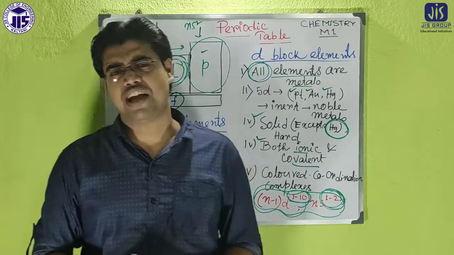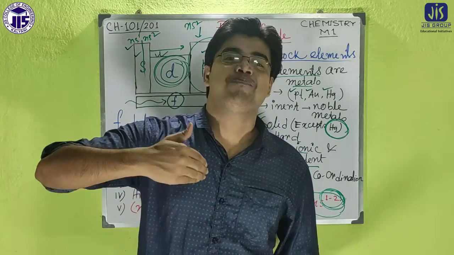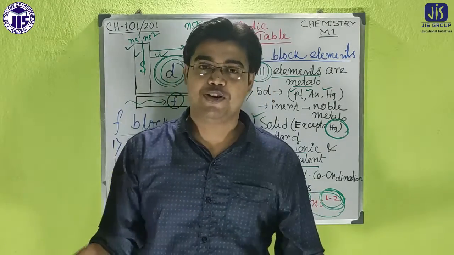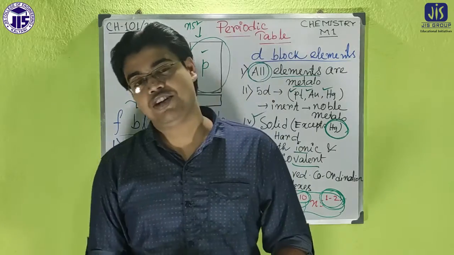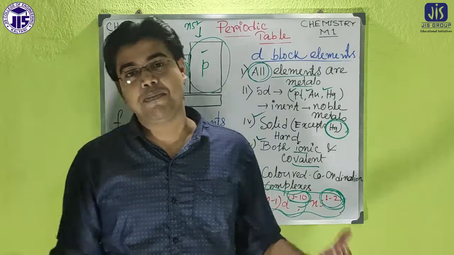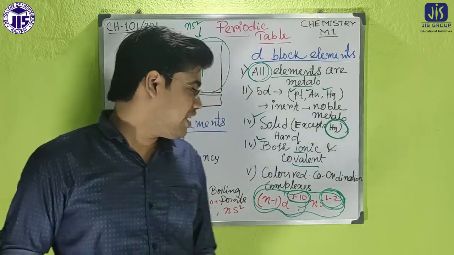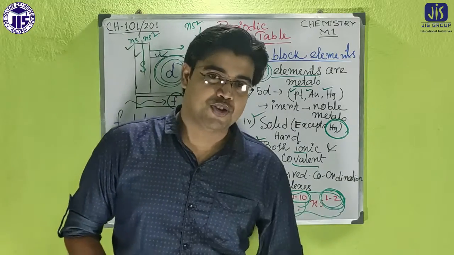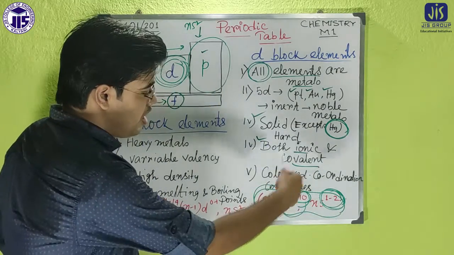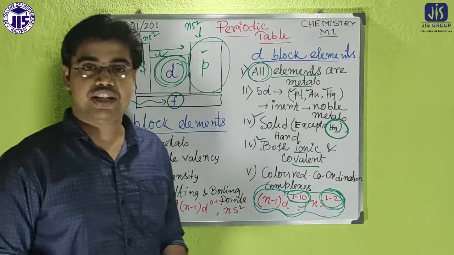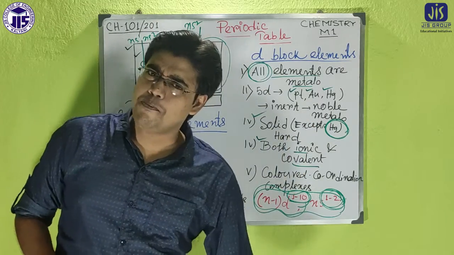Then one electron from the s will jump to the d orbital. Why? Because half-filled or fully filled d orbitals are very stable. That's why here it may be 1 or 2. Okay, so this is the general electronic configuration of the d block elements.